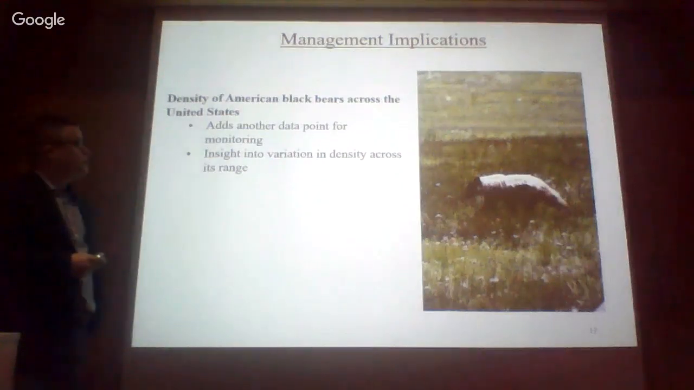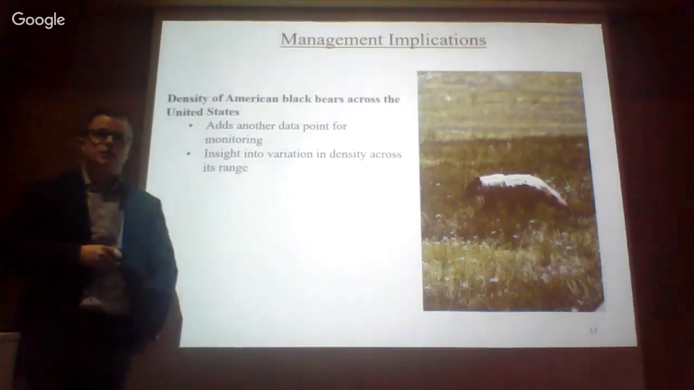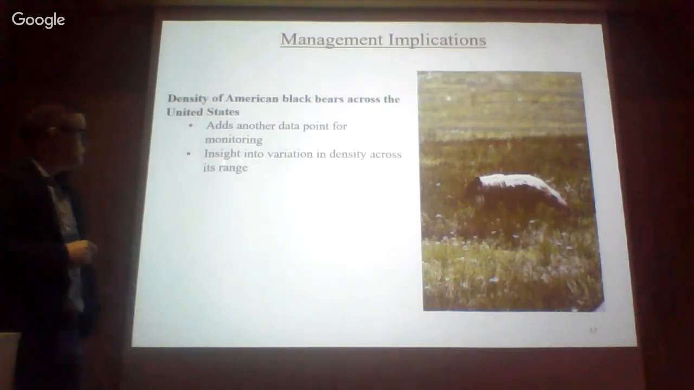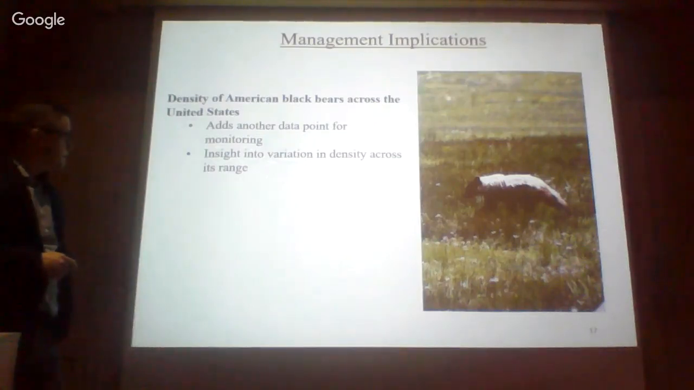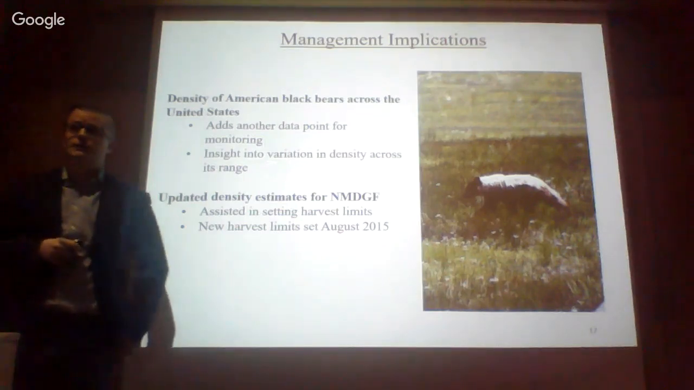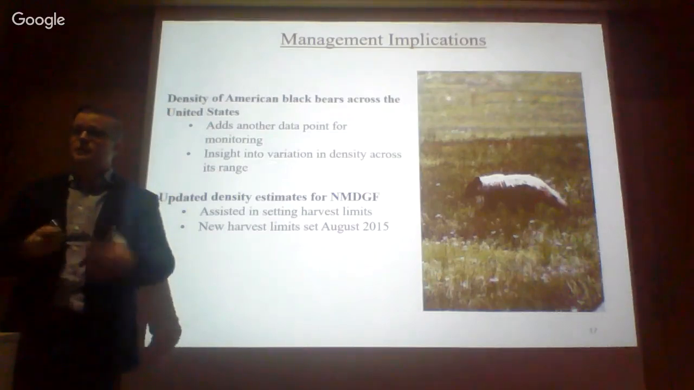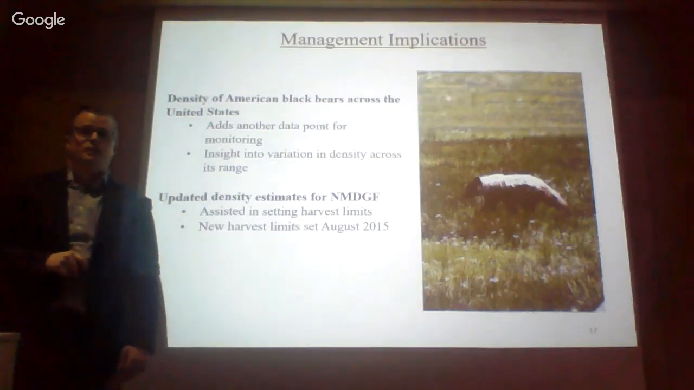And so the management implications of this are, first off, it's important that we just add another point to the map of the species across the range, that provides insight into that variation. And then lastly, it also provided updated density estimates for Game and Fish, which assisted them in setting harvest limits for the species for that sustainable harvest. And they implemented those harvest limits in August of 2020.